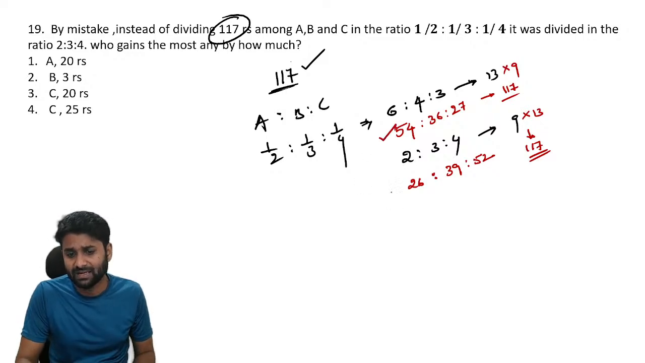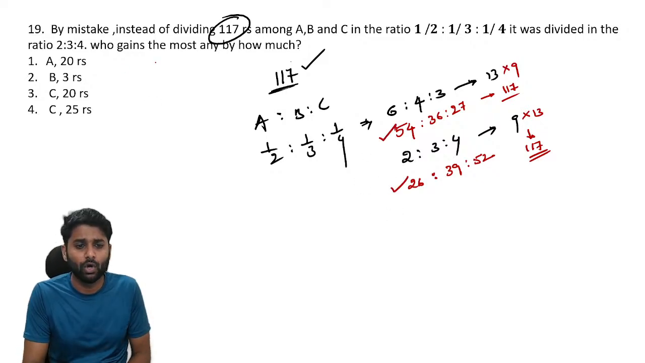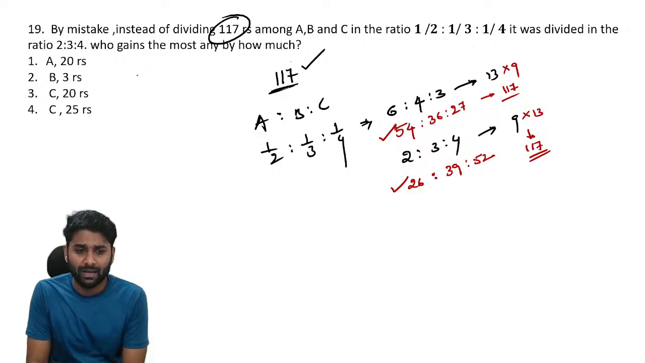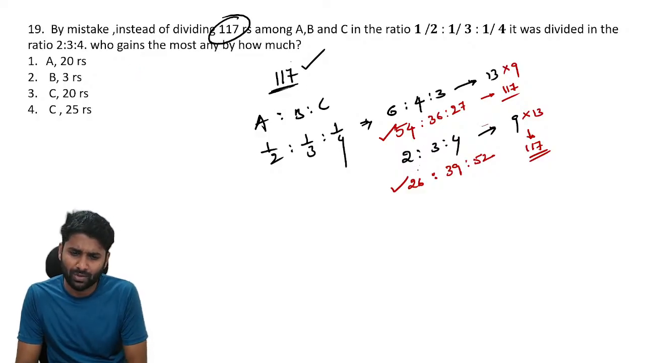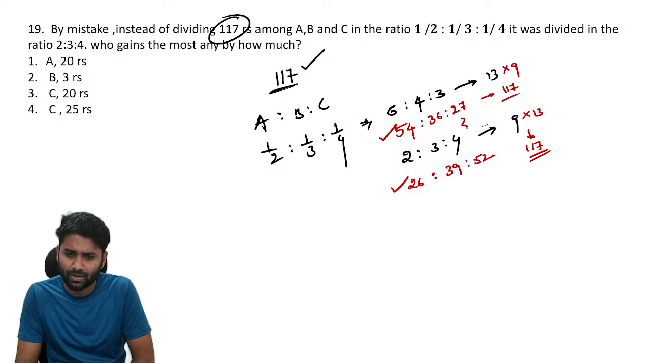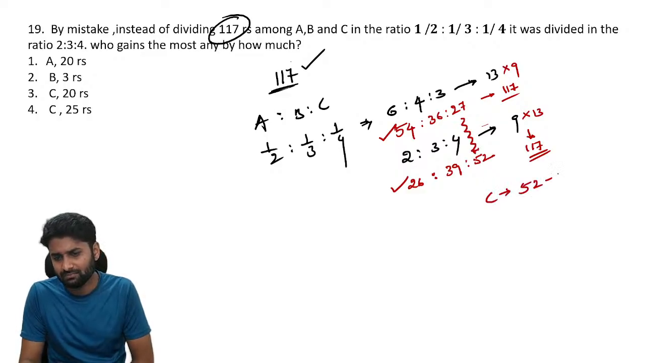But they divided mistakenly. Now the question: who gains most, and by how much? So definitely who gains most here? C gains most. How much? How much gain means 52 and 27. The difference is 25.